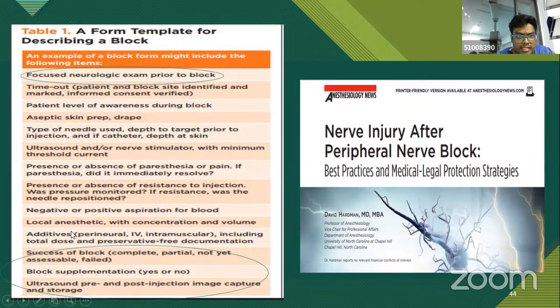The rest of the things I think we do, then the few things that we might skip, like success of the block to mention, complete, partial, whether it has failed, or whether we have given any block supplementation. And this one, ultrasound pre and post injection image capture and storage. Maybe in the future we can do that. And always, not to forget, do a focused neurological examination prior to the block.